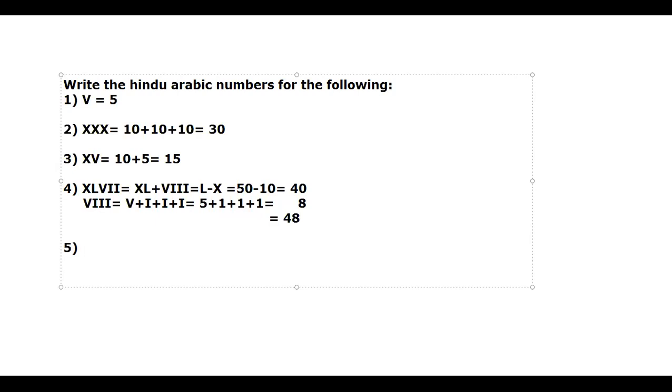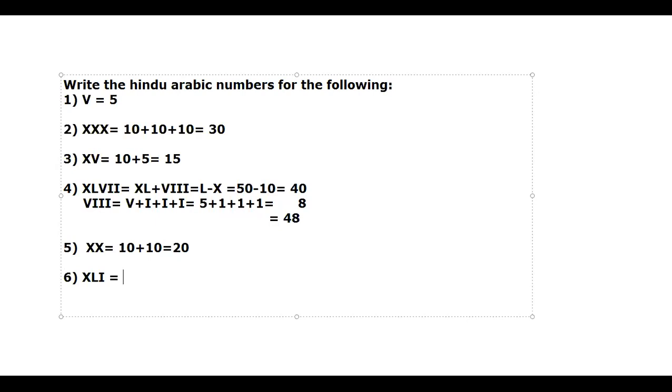In this way, you are going to convert even bigger numbers or smaller numbers. This is simple. XX, 10 plus 10 is equal to 20. And then next XLI. How will you take it? We already discussed, no? XL plus I. We already got XL is 40, plus I is 1, is equal to 41. Okay, so in this way we can convert Roman numbers into Hindu Arabic numbers.